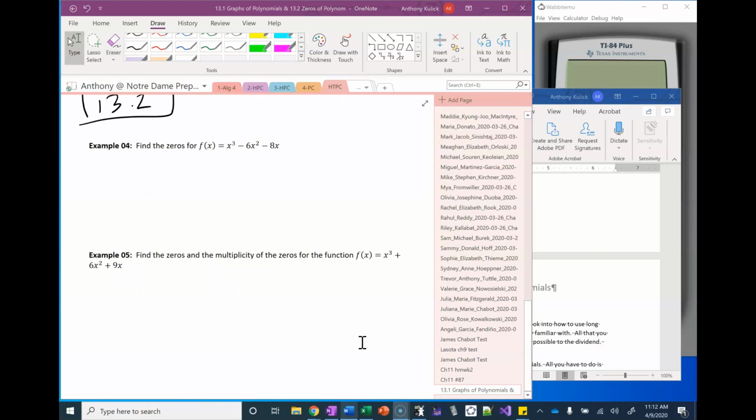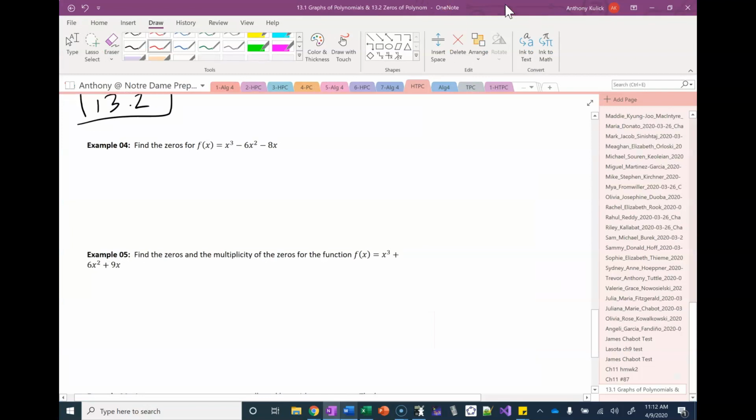Okay. In section 13.2, we're going to be looking at finding the zeros of polynomial functions. So remember, we said the zero was the place where the graph crosses the y-axis. I'm sorry, the x-axis, which means its y-coordinate is 0, aka f of x is equal to 0. So we're looking for where f of x is equal to 0. So to solve an equation that looks like this, we're going to try to do this by factoring.